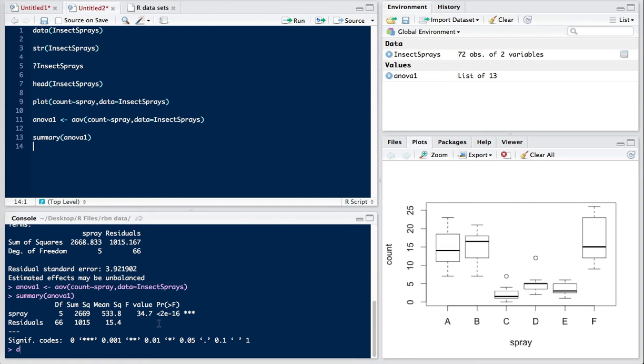So what we see here is what is called an F-test, and the F is a ratio of the mean square error that is associated with the spray divided by the residual error, the error that can't be explained by the spray. And so you can see this value, 533 divided by 15, is this F value here. It's very large, indicating that we can explain a lot of the variation by just knowing what the spray is.